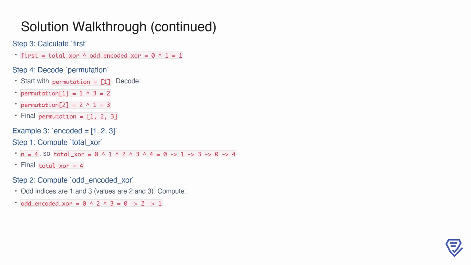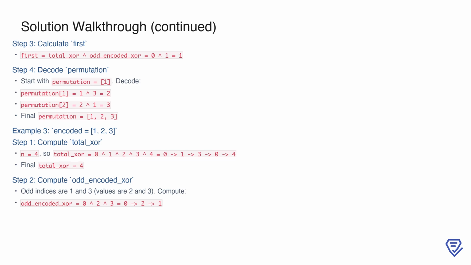Now, let's consider a third example where encoded equals 1, 2, 3. Here, n equals 4, so we compute total_XOR equals 0 ^ 1 ^ 2 ^ 3 ^ 4. The intermediate XOR values are 0, 1, 3, 0, and finally 4, so total_XOR equals 4.